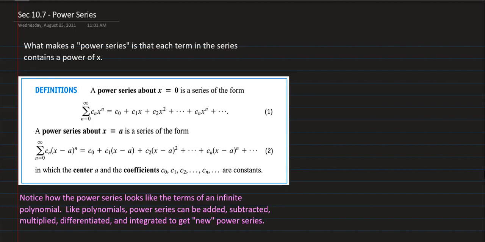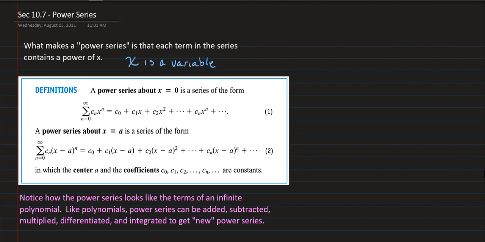Section 10.7 is power series. Now, what makes a power series is that each term in the series contains a power of x. X is a variable in the power series. So for example, here we have a power series centered at x equals 0 of this form, where we have the sigma n equals 0 to infinity of c sub n x to the n.